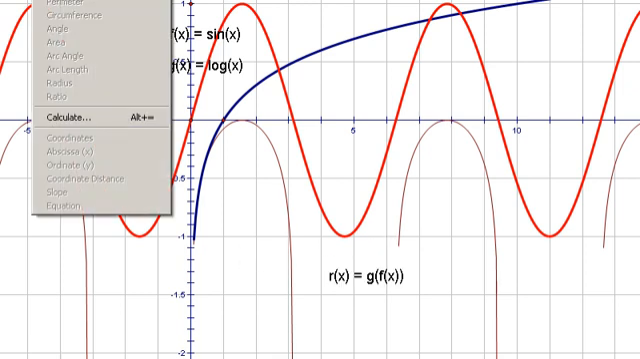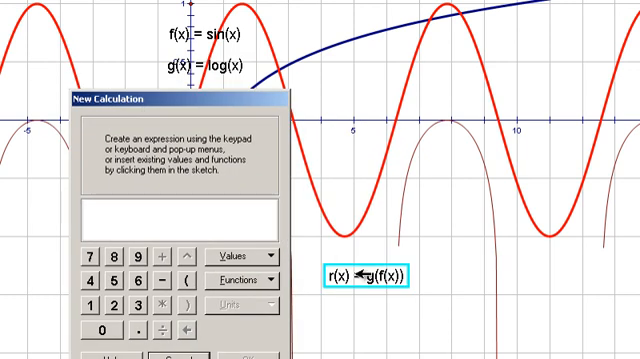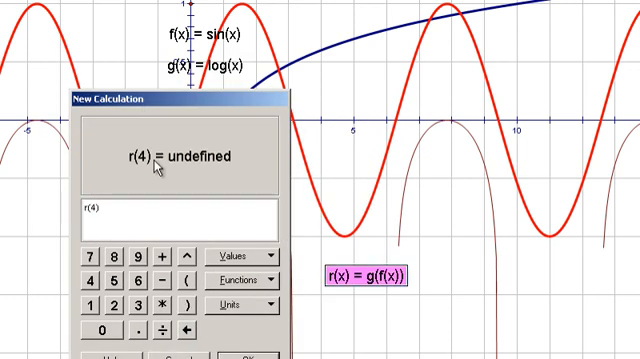And so just out of curiosity, what I'm going to do is calculate the value of this composition of functions at 4 somewhere. Oh, look, it's undefined. And so this function is actually undefined in this region.